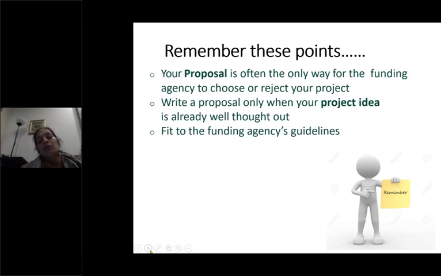So it should not be like that, because it's not just getting money, it is also implementing the project. After 1 year, after 2 years, you have to give a progress report to the funding agency. So it should be a well thought out project idea. You should do a little bit of work on that idea, and then write the project. That way, when you go for the presentation, you are on a stronger footing when presenting your idea. And, obviously, fit to the funding agency's guidelines. It should be according to the format given by the funding agency; you should not make your own format. Next, please.